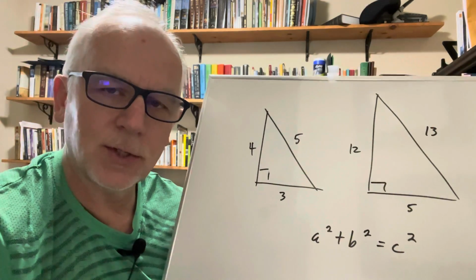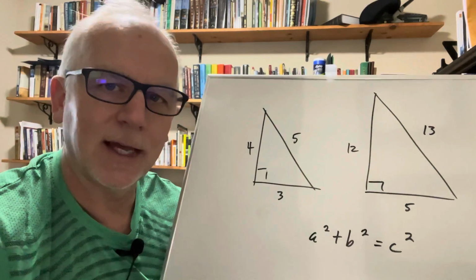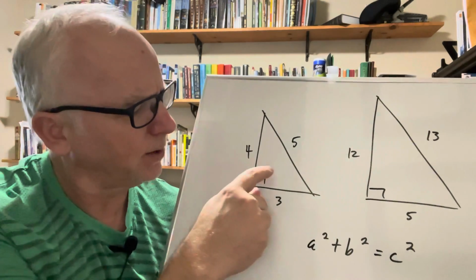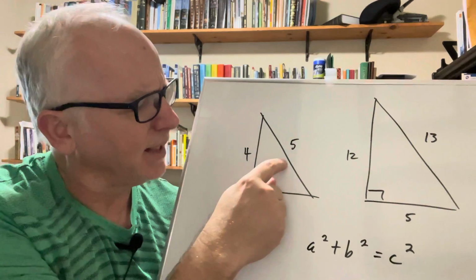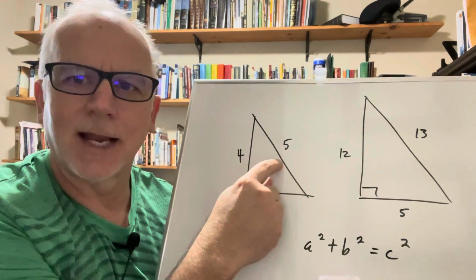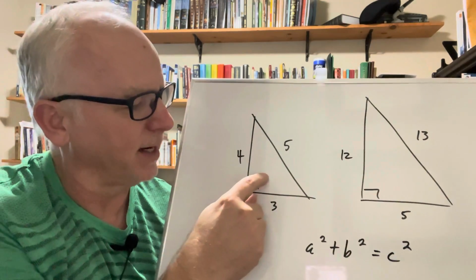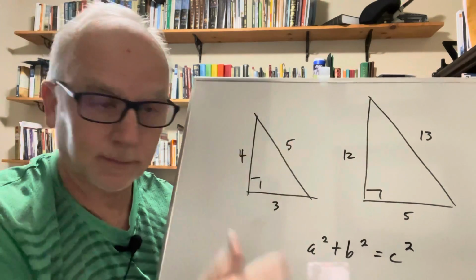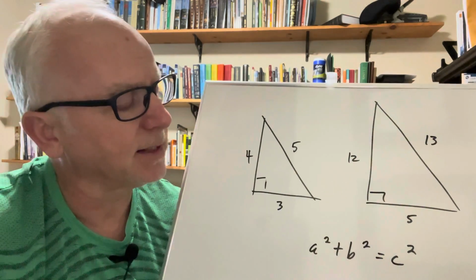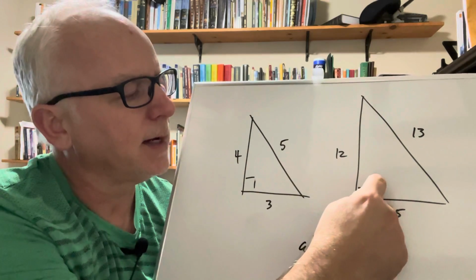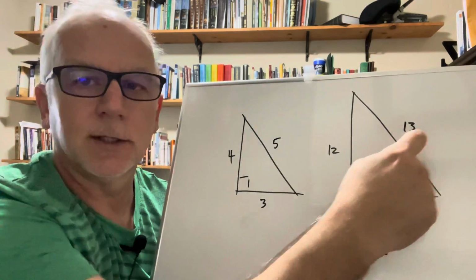The hypotenuse is always the longest side of a right triangle, and you could say that it's the side that's directly opposite the 90-degree angle. So here's the 90-degree angle, directly opposite is the side length 5, and that's the hypotenuse. Over here, directly opposite the 90-degree angle is 13.